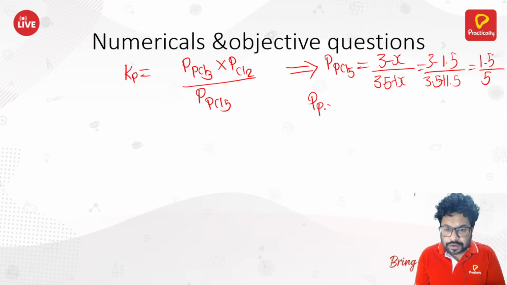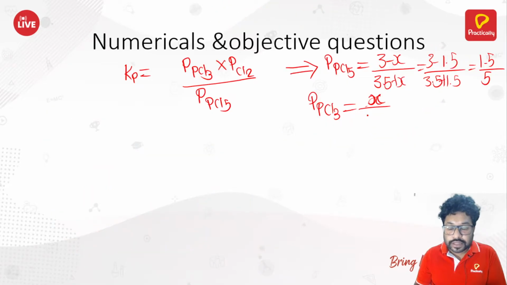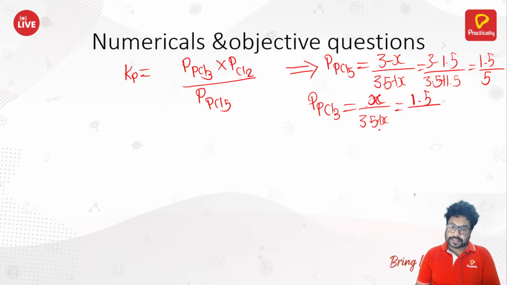Similarly, partial pressure of PCl3. PCl3 is equal to how much? X divided by the total number of moles, 3.5 plus X. So X is how much again? X is 1.5 only, right? 1.5 divided by 3.5 plus X. 3.5 plus X is equal to again 5. So this is 1.5 divided by 5.